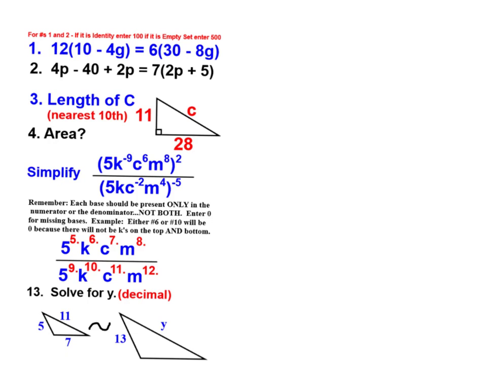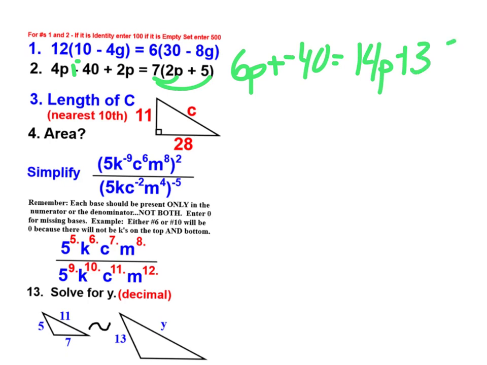Number 2 is another algebraic equation with variables on both sides. So let me go ahead and do my leave change opposite. And let me do the distributive property and combine like terms. So on that left hand side I can put 4p and 2p together since they're like terms. And on the right hand side I would do the distributive property and it would become 14p plus 35.